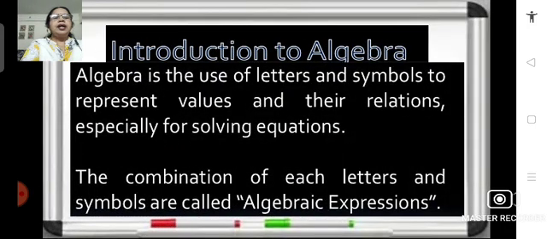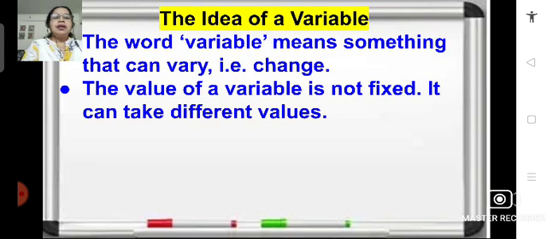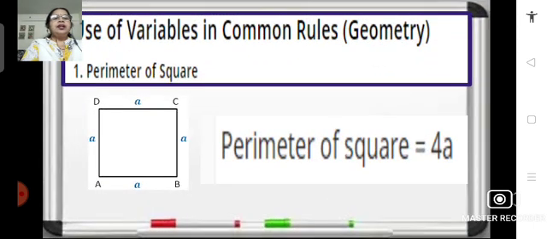What is algebra? Algebra is the use of letters and symbols to represent values and their relations, and especially for solving equations. The combination of letters, symbols and numbers is known as algebraic expressions, and we use variables in algebra. So what is a variable? It means something that can vary, that can change. So the value of a variable is not fixed. It can take different values. Now, how do we use variables in geometry? To form the common rules.